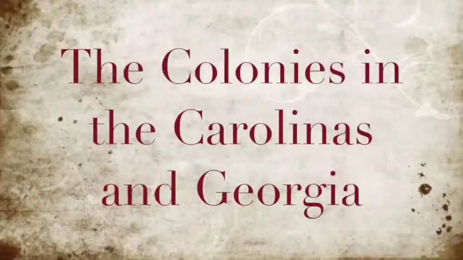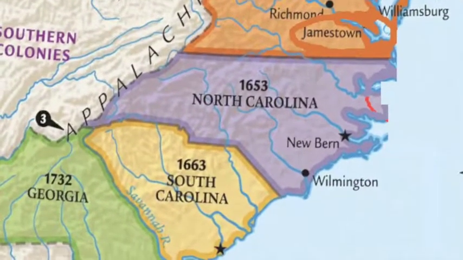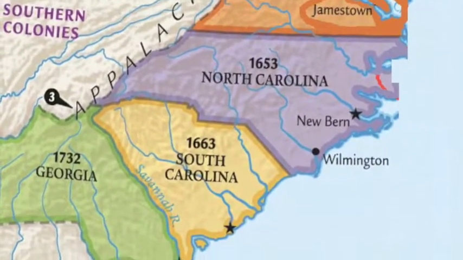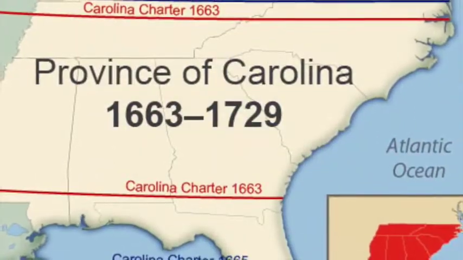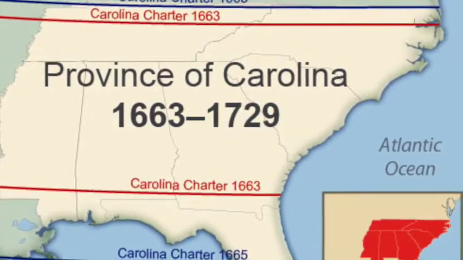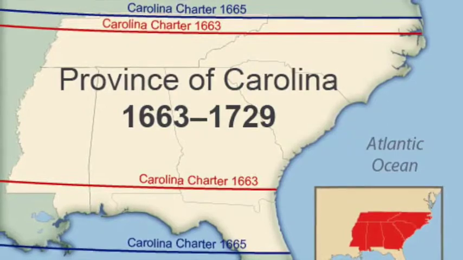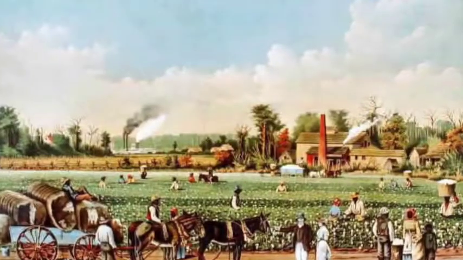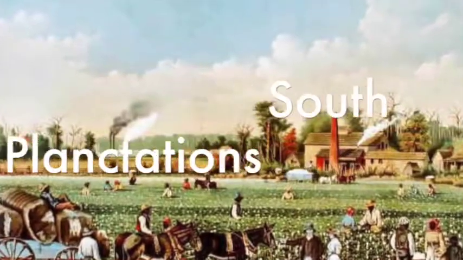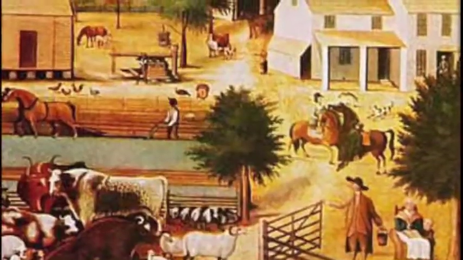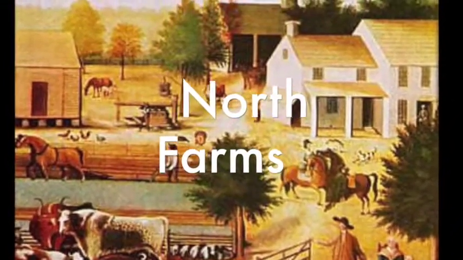The colonies in Carolinas and Georgia. The southern colonies spread to Georgia and Carolina, both north and south. In 1663, King Charles II granted a charter to establish Carolina. Huge plantations developed in South Carolina, but they became dependent on slave labor. In the northern regions, small farms developed because of the geographic disadvantages.